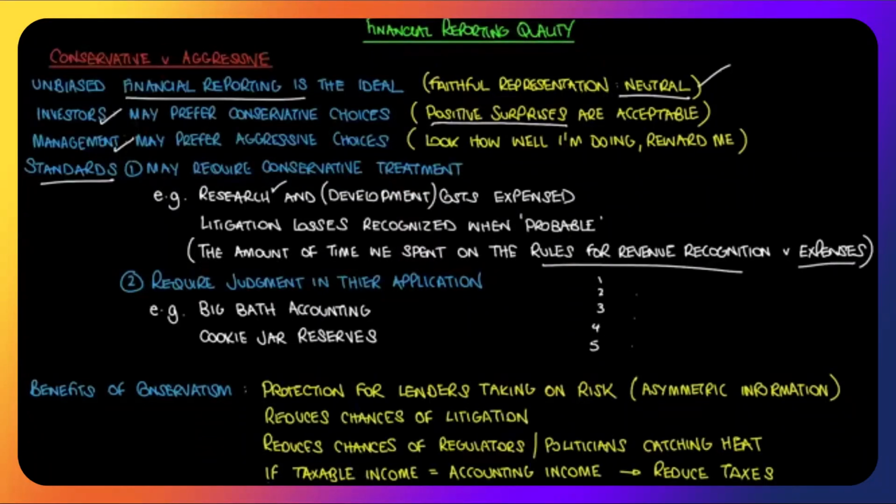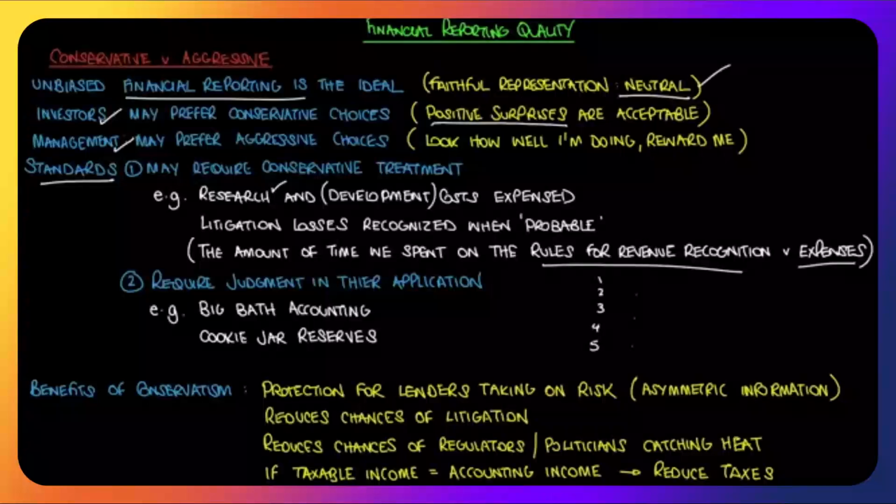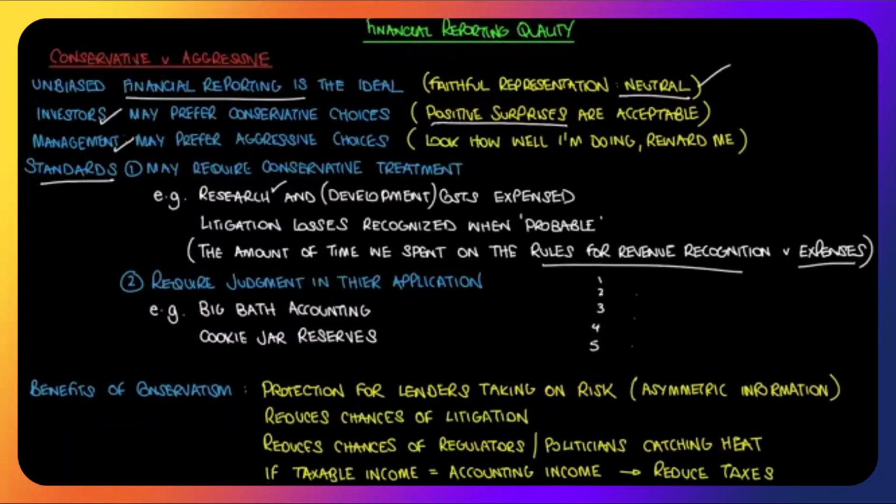And secondly, the standards require judgment in their application. They are not clean cut. With the best will in the world, you cannot write a standard that will tell preparers of accounts this is the exact amount that you need to put in to your accounts. A couple of examples, not nearly as exciting as they sound. Big Bath accounting conjures up all sorts of images of wild accounting parties. It's not like that at all.